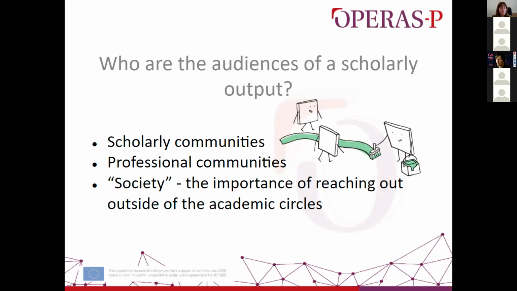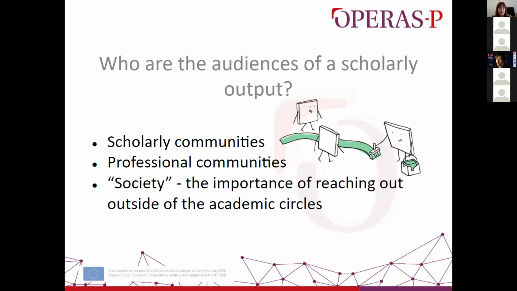So three types of communities were mentioned as potential audiences of a scholarly output. First of all, scholarly communities. And it has to be said that even scholars who saw a lot of potential in expanding to the broader society still thought that the scholarly text was aimed at scholarly communities first of all.